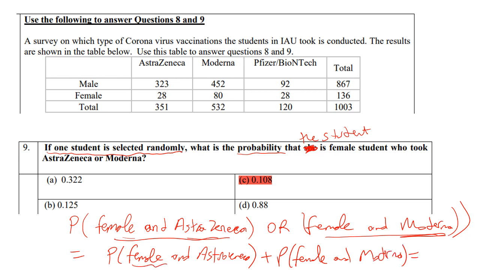Now, what's the probability that the student is female and took AstraZeneca? Female and AstraZeneca is 28. The student is taken randomly from 1,003 students. And female and Moderna is 80. So then it's plus 80 divided by 1,003. So we'll get this one. This will be C.